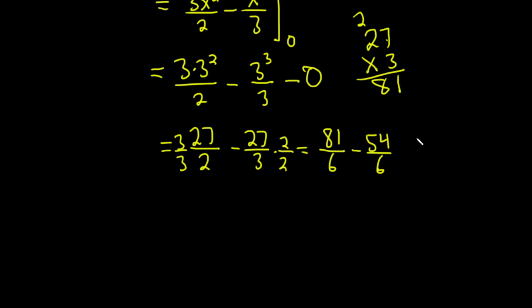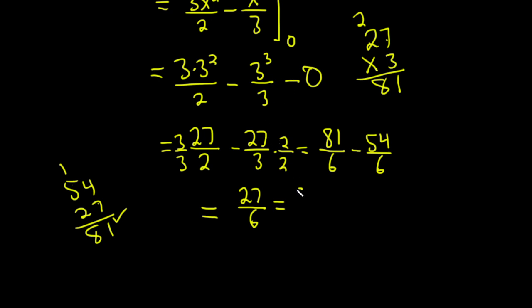And then we just have to subtract 81 minus 54, which I believe is 27. If we do 54 plus 27, 4 plus 7 is 11. Then 6, yeah, 81 checks. And so this will be 27 over 6. And I guess 3 goes into 27. 3 times 9 is 27, right? So this will be 9. And 3 goes into 6 twice. So 9 halves.